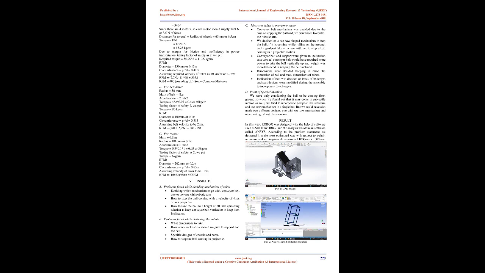Calculations. For locomotion motors, mass of the bot is 17 kg, acceleration 2 m/s2. Force equals ma, equals 17*2, equals 34 N. Since there are 4 motors, each motor should supply 34/4 N or 8.5 N of force. For torque, distance equals radius of wheels, 65 mm or 6.5 cm. Torque equals F*D, equals 8.5*6.5.